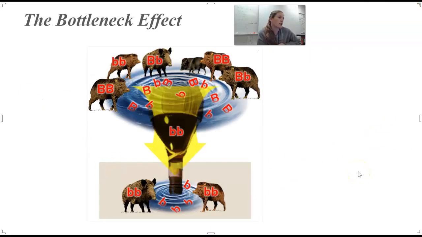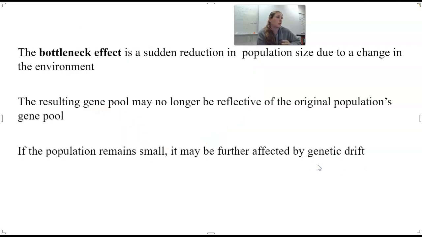Next one is the bottleneck effect. Bottleneck effect is a fancy way to say there's some natural disaster that kills off a lot of the population. So it's a sudden reduction in the population size, and this is something completely due to the environment. So it can be like a hurricane comes and takes out some population of starfish or something like that. So it's any natural disaster or human impact that causes the reduction in the population size.